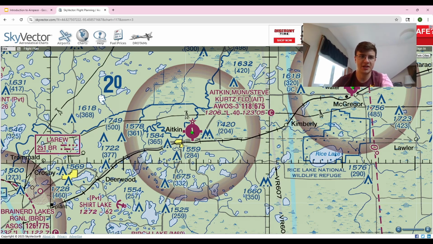Even though for Class Echo airspace there are no communication requirements, you are going to make a 10-mile radio call, a 5-mile radio call, a 3-mile radio call, and then calling when you're flying all parts of the pattern, including your taxi back to the FBO. This alerts other traffic on the CTAF 123.05 of your intentions and what you're doing, so they're able to plan around you.